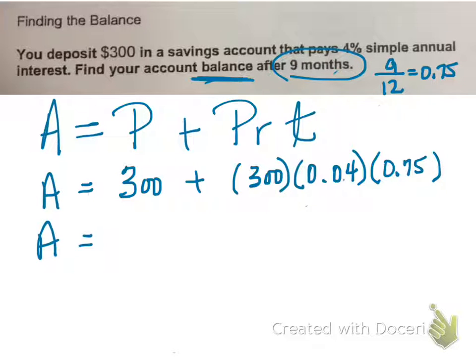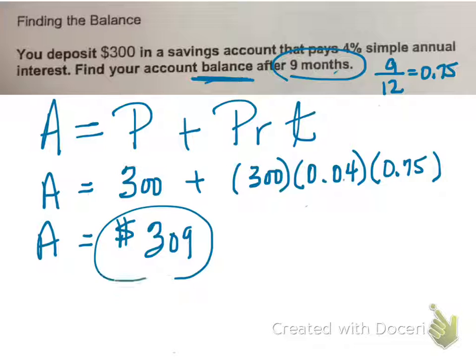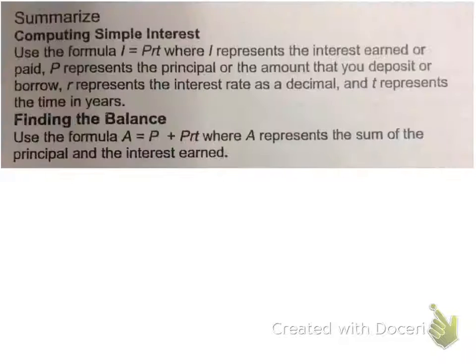300 plus 300 times 0.04 times 0.75. And that calculates out to be $309. All right, let's look at the next 3 examples, and then you can try some on your own.